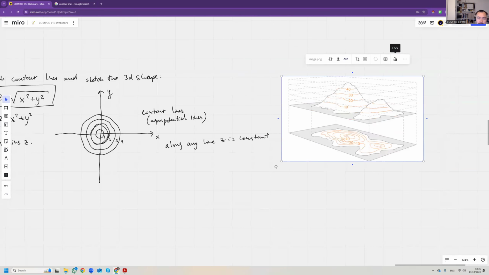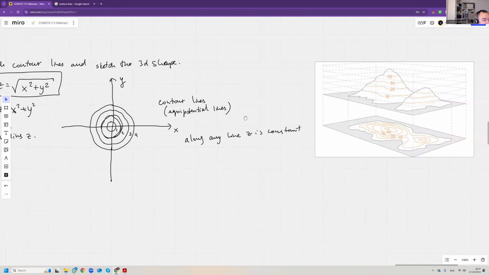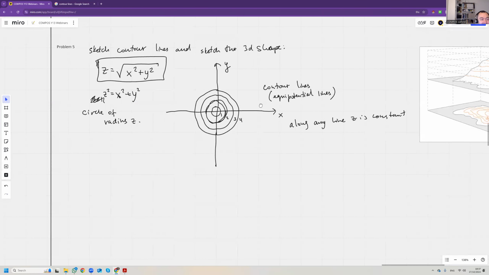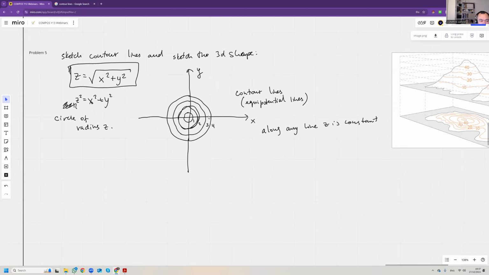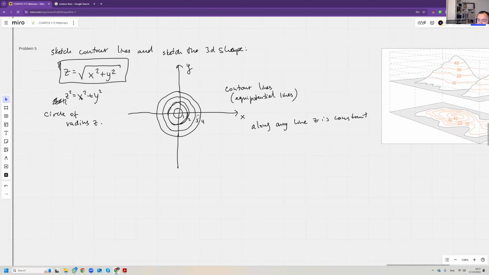So on a contour map, you can see this line corresponds to a height of 40 meters above sea level. And that's how you can figure out what kind of terrain it is, is it hilly or not? Okay. So basically, what do you think this shape is? If it has contour lines like this, what would it look like in 3D?